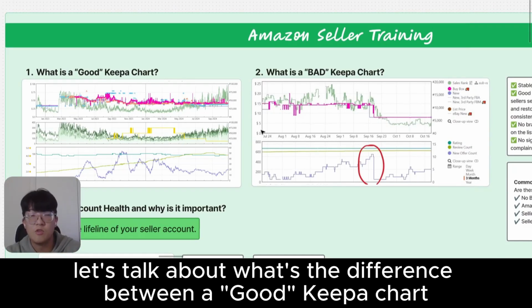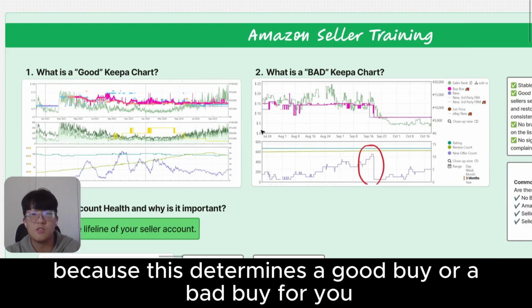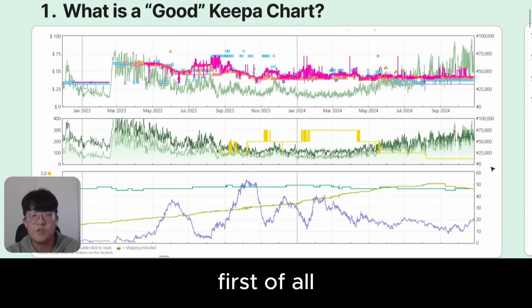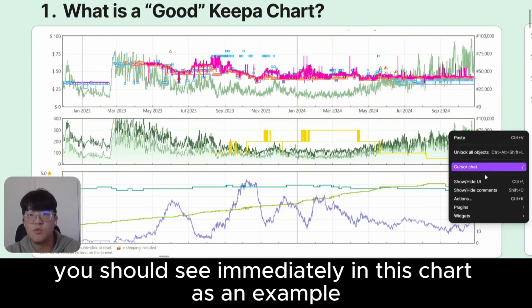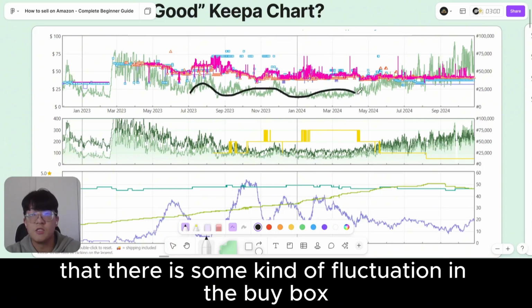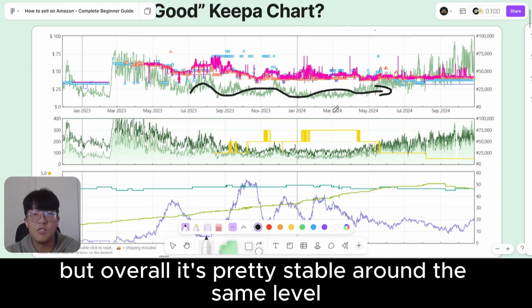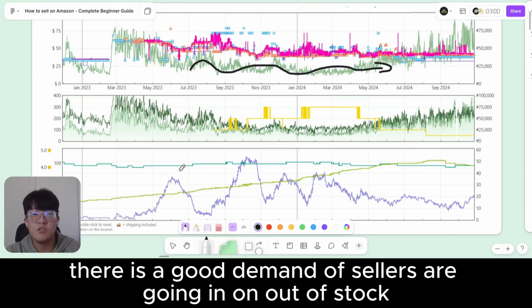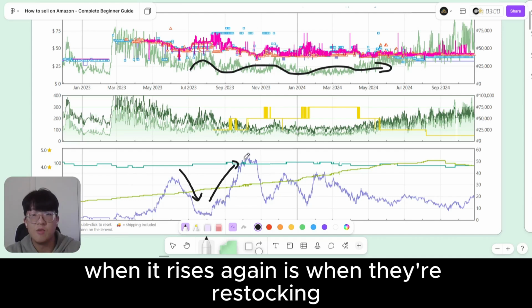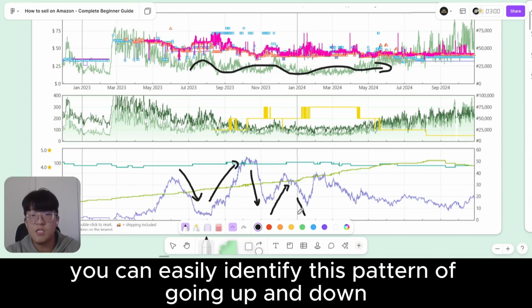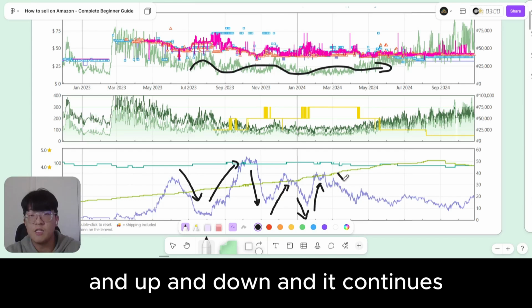First, let's talk about the difference between a good Keepa chart and a bad Keepa chart, because this determines a good buy or a bad buy for you. First of all, a good Keepa chart. You should see immediately in this chart, as an example, that there is some kind of fluctuation in the buy box, but overall it's pretty stable around the same level. There is a good demand of sellers going in and out of stock. When they're going down is when they're selling out, and when it rises again is when they're restocking. You can easily identify this pattern of going up and down, and it continues.